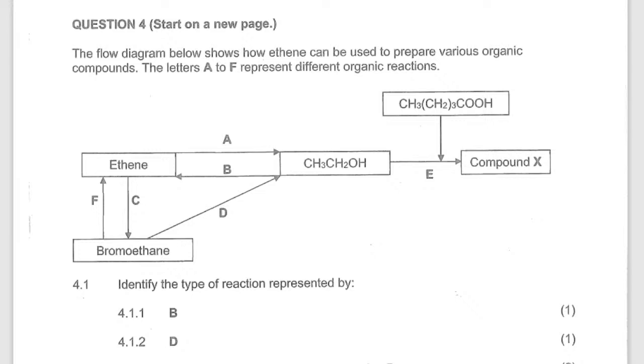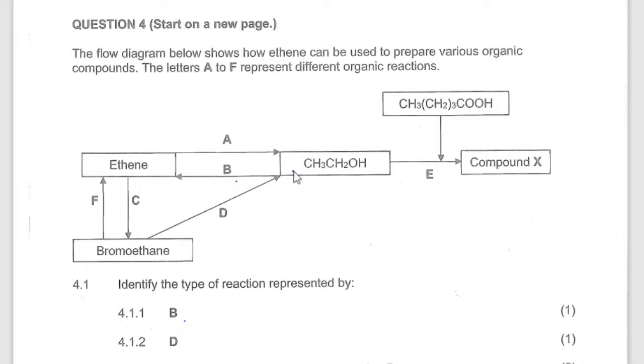Then we go to the next question. What are they saying about the next question? They're saying that the following flow diagram below shows ethene can be used to prepare the various compounds A to F presented. Okay. Identify B. Identify the type of reaction represented by B.